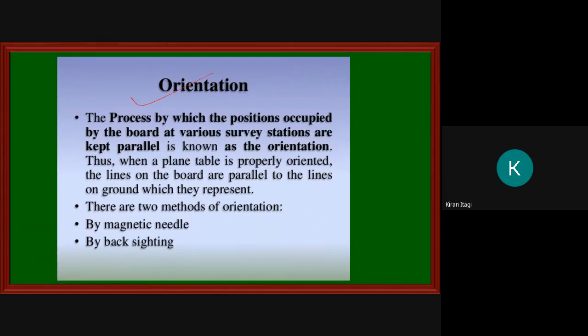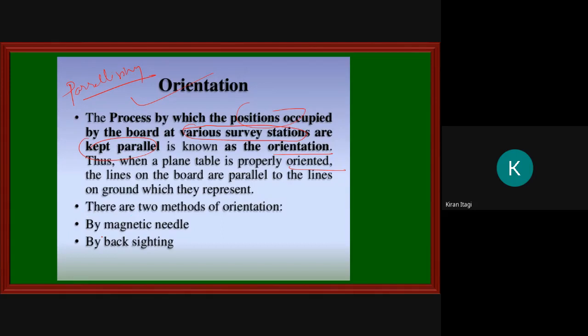Now the important thing is orientation. The process by which the position occupied by the board at the various survey stations are kept parallel, because we are following parallelism, the main principle, is known as orientation. Thus, when the plane table is properly oriented, the line on the board should be parallel to the line on the ground which they represent.